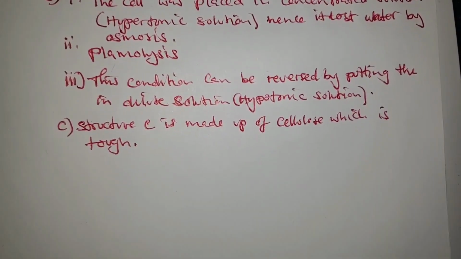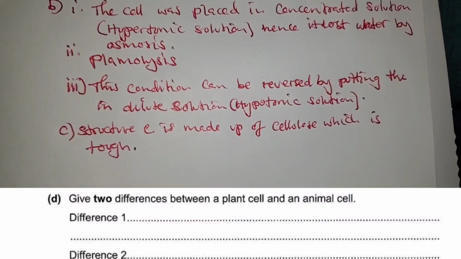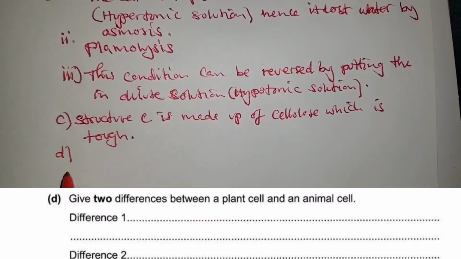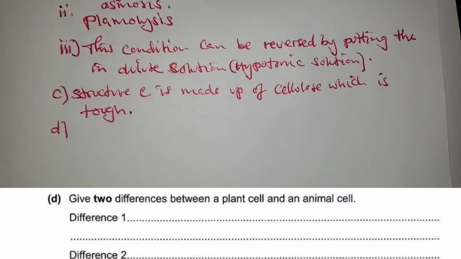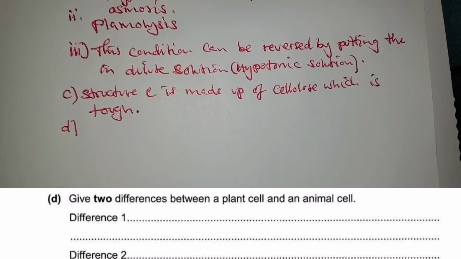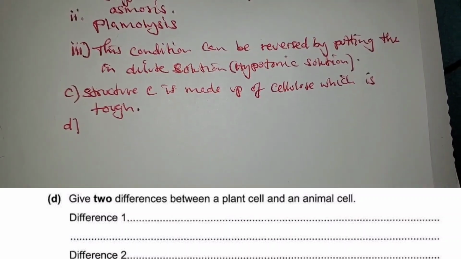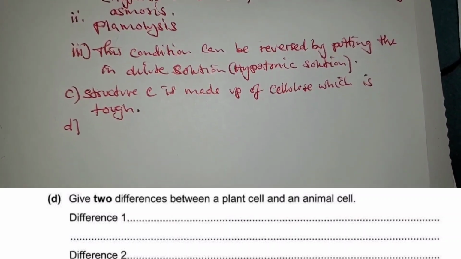Okay, which is tough. Question D. Give two differences between a plant cell and an animal cell.